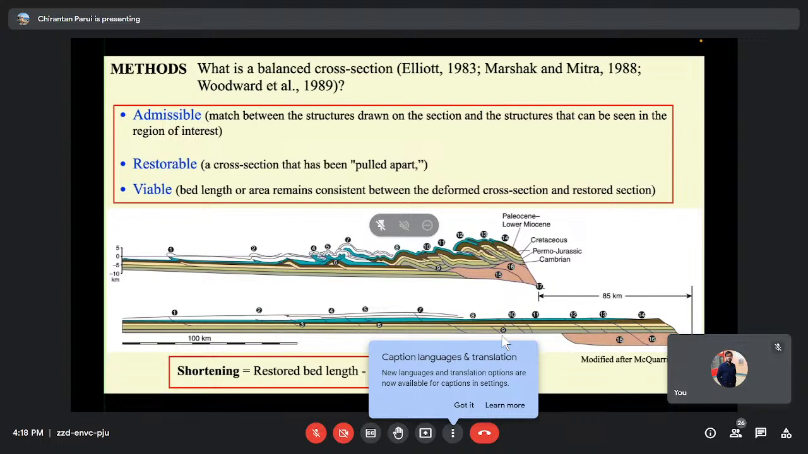Viability indicates that the bed length or the area remains consistent between the deformed and restored sections. And the shortening can be calculated by subtracting the deformed length from the restored bed length.